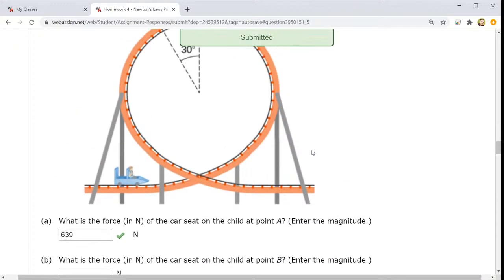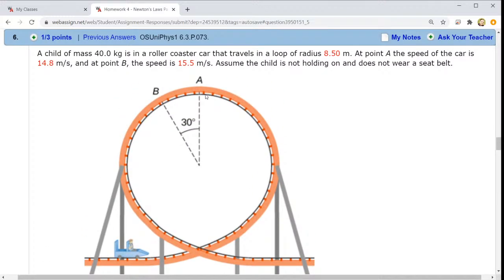Good. Okay, so the interesting thing here is, what is the child's weight? The child's weight is the child's mass, 40 kilograms, times g, 9.8. The child's weight is 392 newtons. So at this speed, the seat is actually pushing down on the child harder, with more force than the child's weight.